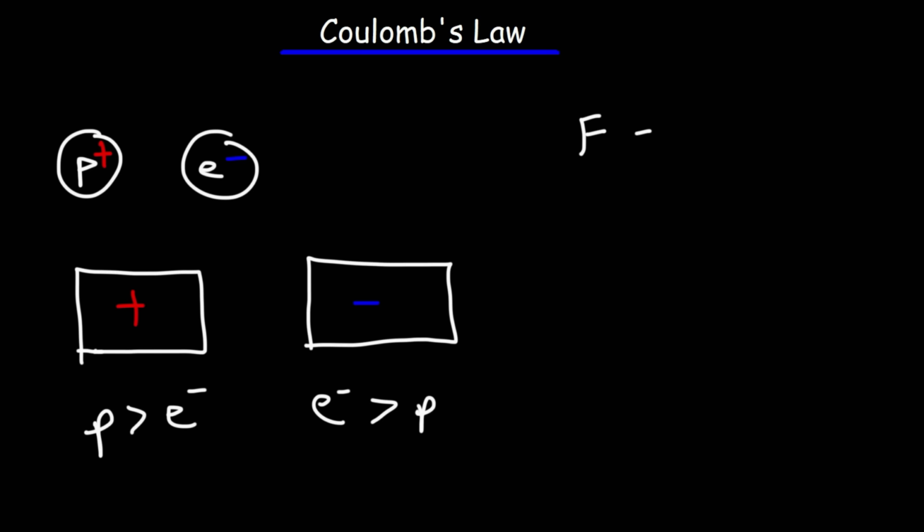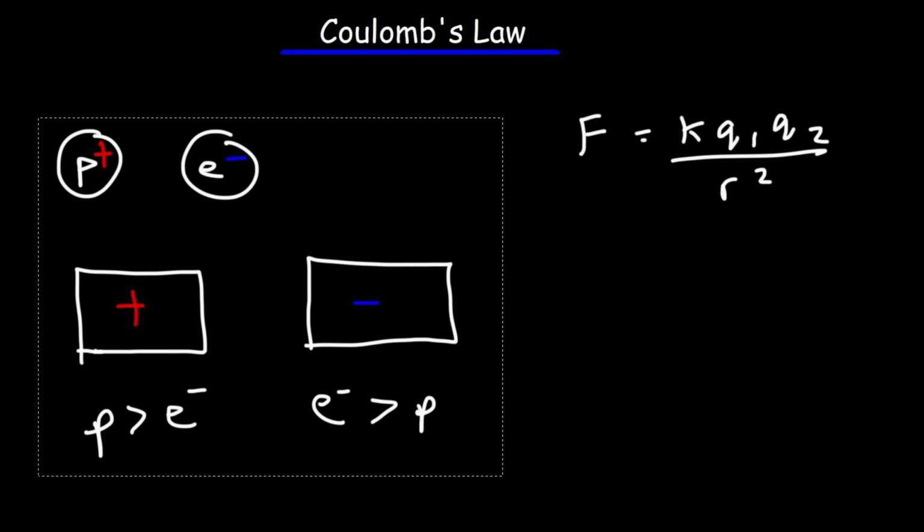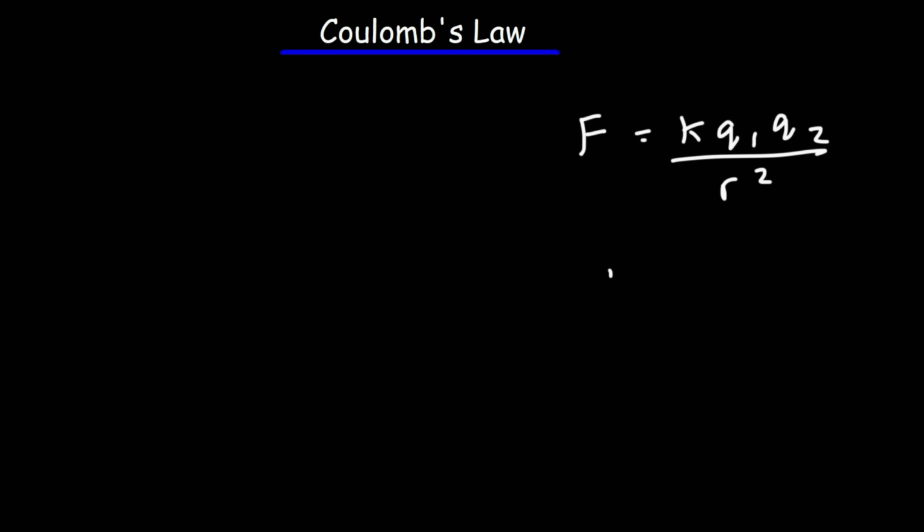Now let's go back to Coulomb's law. This equation describes the relationship between the electric force, the magnitude of the charges, and the distance between the two charges. If we were to increase the magnitude of one of the charges, the electric force will increase. So let's say this is Q1 and this is Q2. Let's put a positive charge for Q1, and let's say Q2 also has a positive charge.